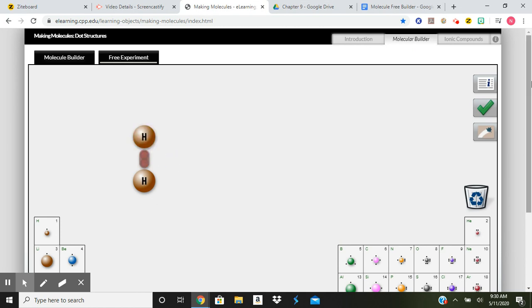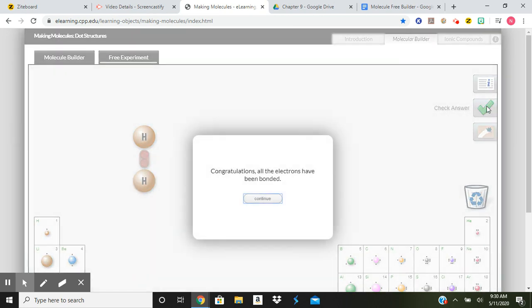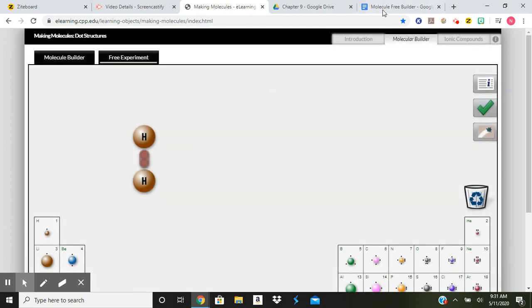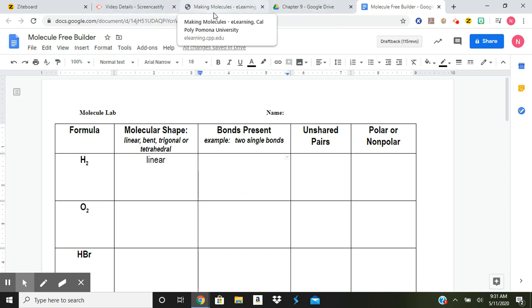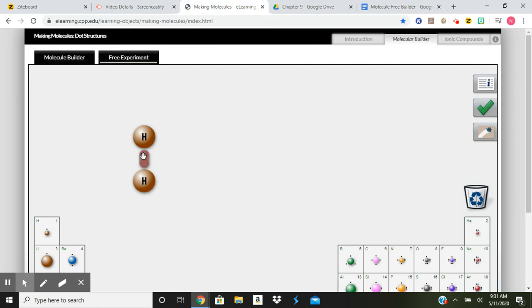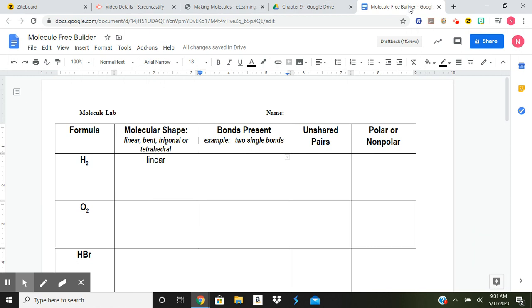To see if you did it right, you're going to go to the green check. It says check answer. And it'll tell you, yeah, all the electrons have been bonded. All right, continue. So it says molecular shape. You would type in the shape. Well, it's a straight line, so it's linear. Bonds present. All right, so go back and look. Well, there's one line connecting the two. So there's one single bond.